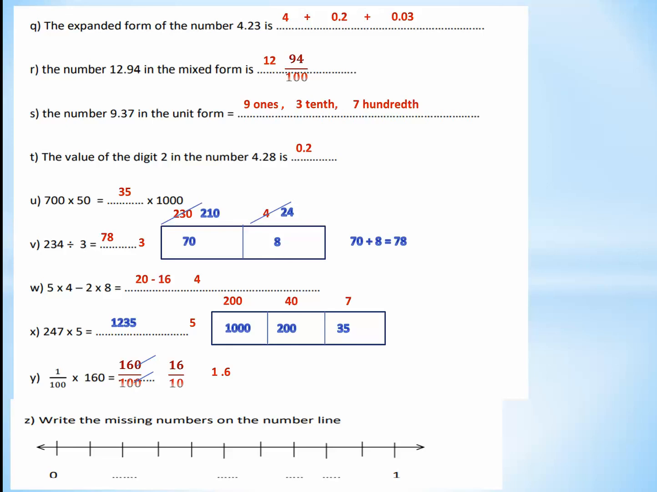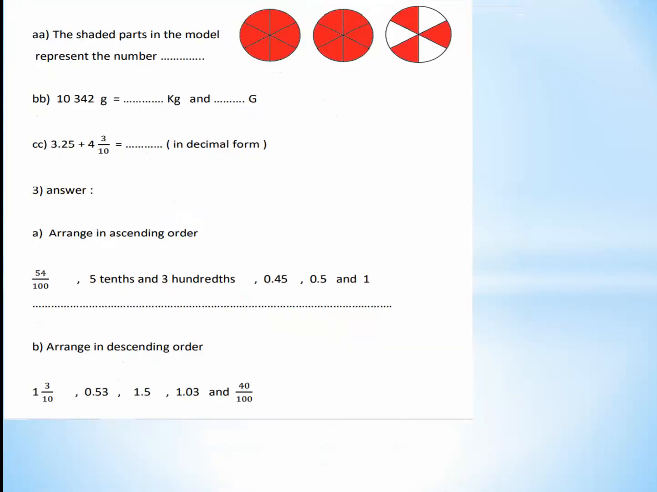Write the missing number. Okay, here count 1, 2, 3, 4, 5, 6, 7, 8, 9, 10. So we will use the decimal. It will be 0, 0.1, 0.2, 0.3, 0.4, 0.5, 0.6, 0.7, 0.8, 0.9, and 1.